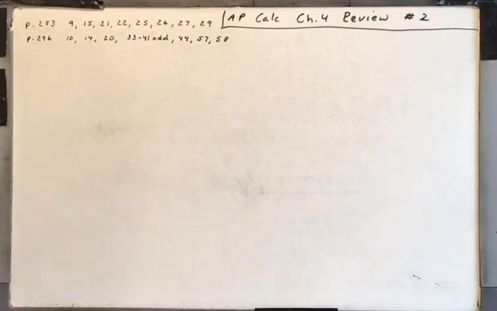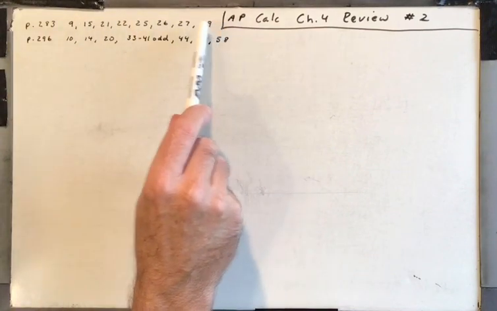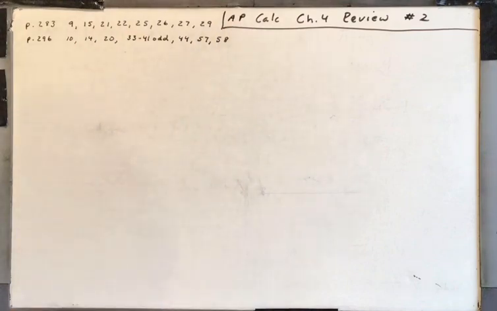Okay, this is the AP Calculus Chapter 4 review, video number 2. We're going to be working off of page 283 today. I've got the problems listed up here. I'm only going to work the ones from 283 in this video. We'll get the ones from 296 in the next video.